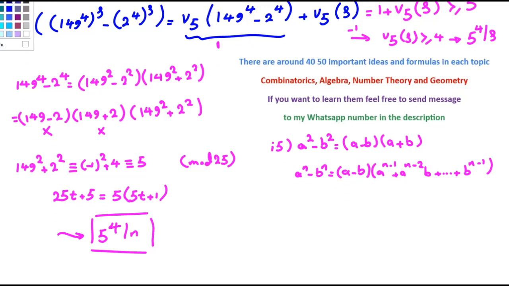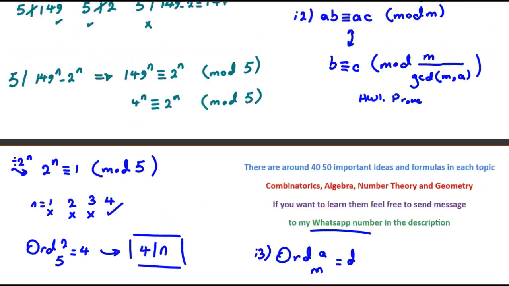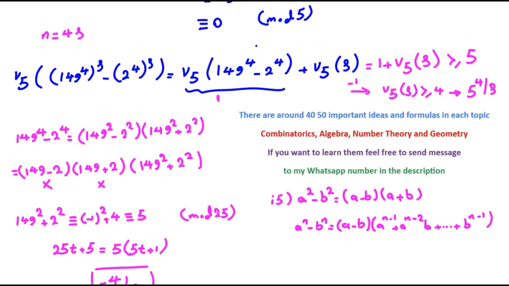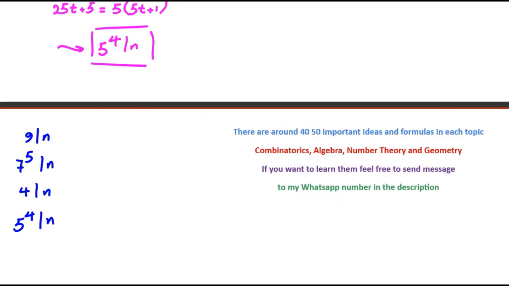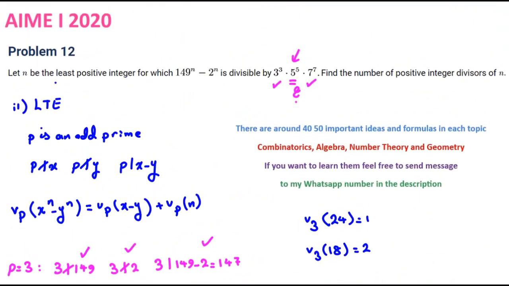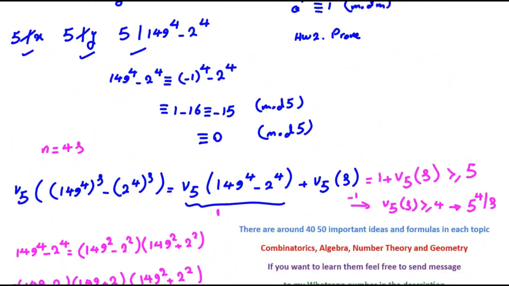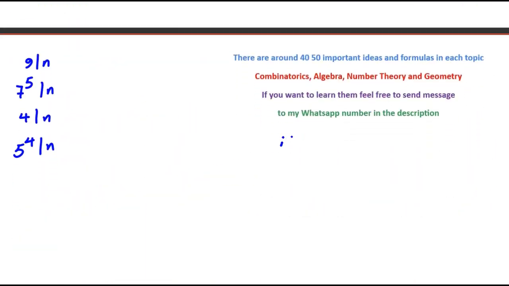Now if we combine all these conditions, it will be what? 9 divides n, 7 to the 5 divides n. Let's write them. Okay, our conditions are these. And the problem says: suppose that n is the least positive integer that satisfies these conditions. Find the number of positive integer divisors of n. Okay, let me tell you idea 5, number of positive divisors.